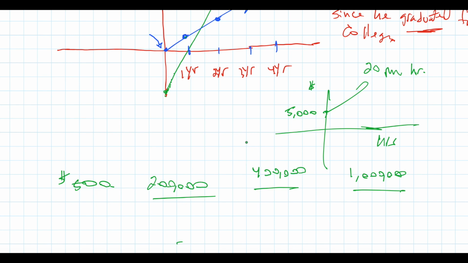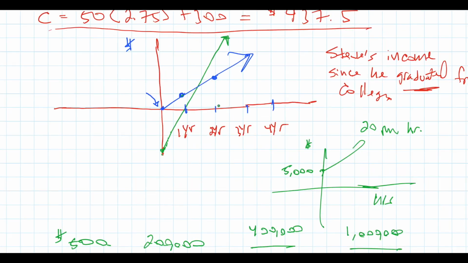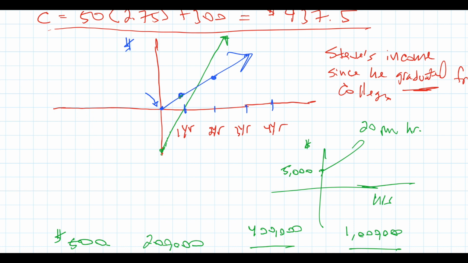Okay. This is a person who gets a consistent growth, predictable growth, a linear growth. Okay.